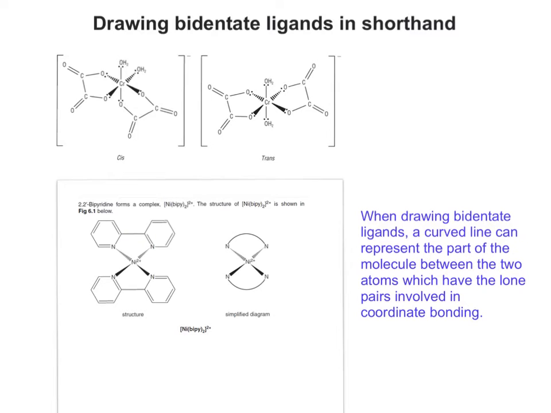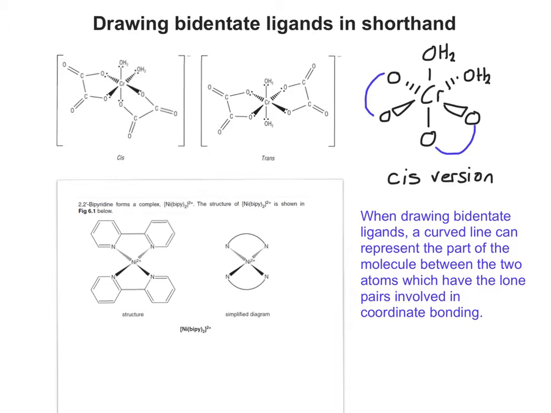Why don't you pause the video, grab a piece of paper and see if you can do something similar for the 2 versions at the top. Don't worry about the cis and the trans, I'll talk about that in a moment's time. So I'm doing the cis version here, and I've only partially finished it because I wanted to show you how to do it. You start off by drawing in the oxygen atoms, and then you can draw the remainder of the ligand molecule by just a curved line.